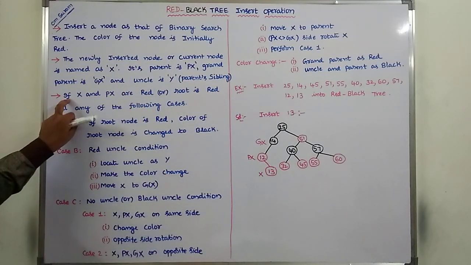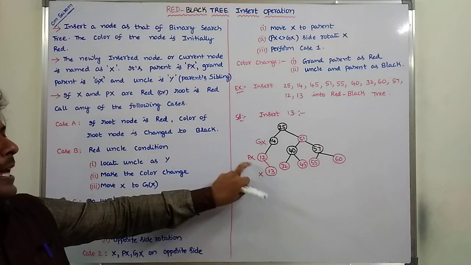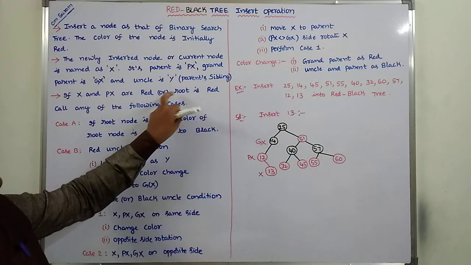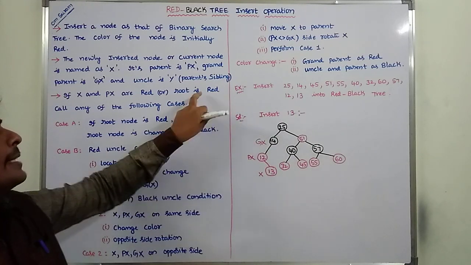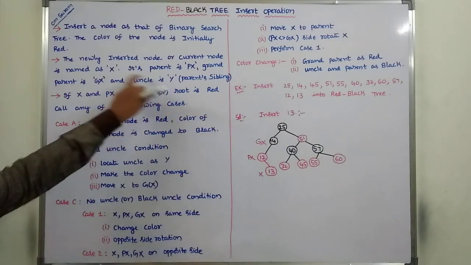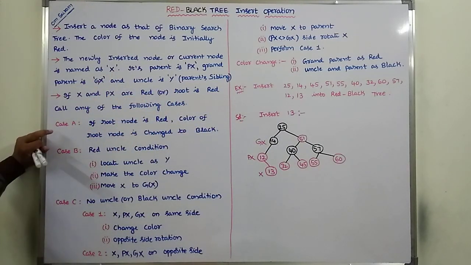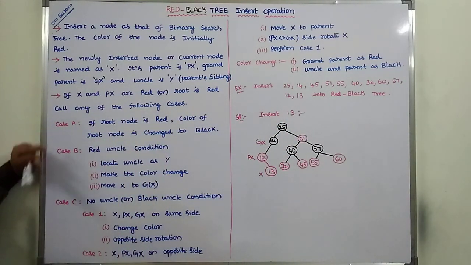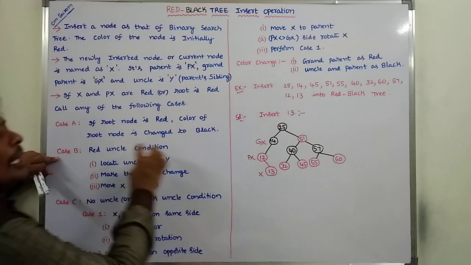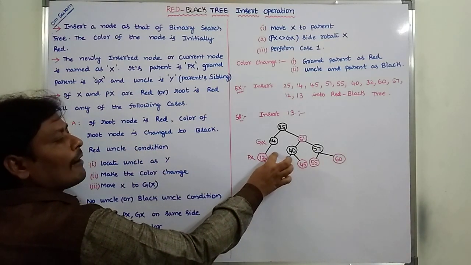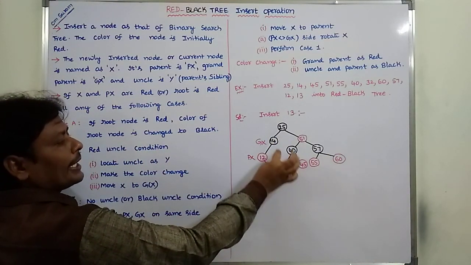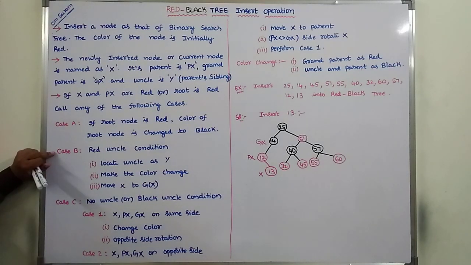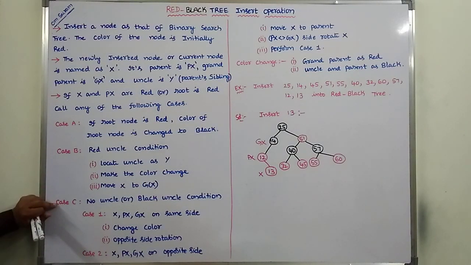Okay, next, X and Px are red. Yes, X and Px are red. Or root is red? Root is not red. This is false, this is true. So total is true. Then case A, root node is red? No, case A is false. Case B, right uncle condition. Here uncle is not there. Parent's sibling or grandparent's son, so it is also false. Then case C, no uncle or black uncle condition.